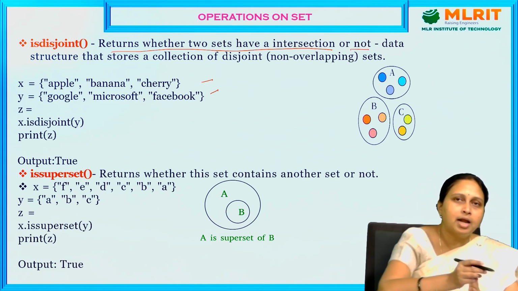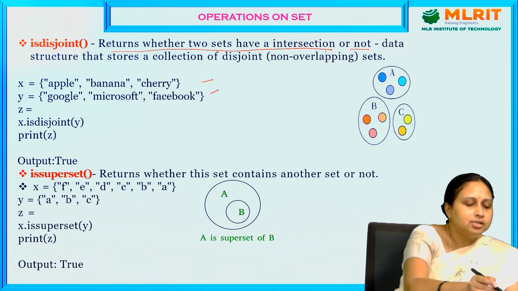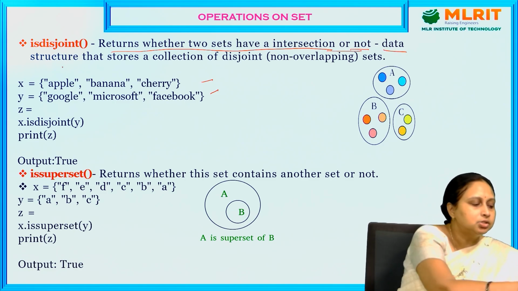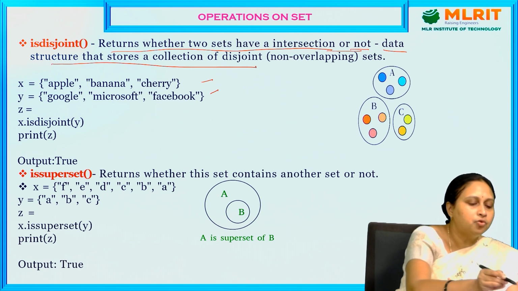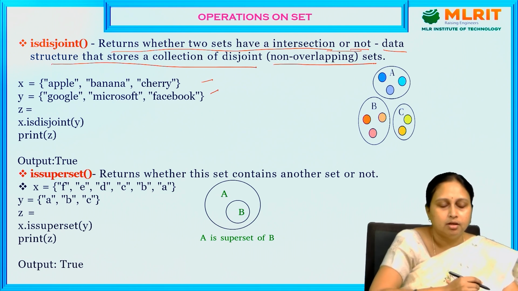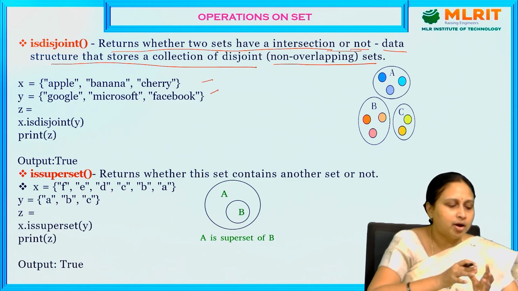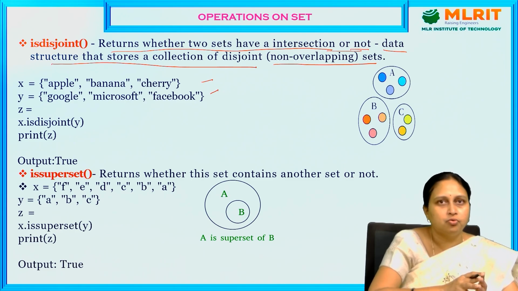Is there any common element present in the given data or not, right? Intersection or not. It is a data structure that stores a collection of disjoint or non-overlapping sets, right? Disjoint means in both the sets, you should not find the intersection of the elements.